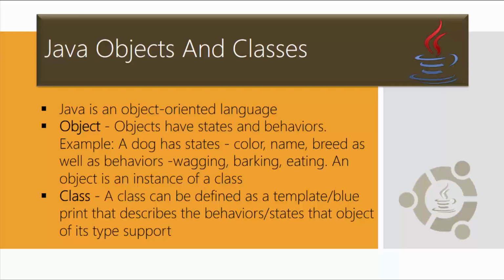Now, what is a class? A class can be defined as a template or a blueprint that describes the behaviors or states that an object of its type supports. So we know the difference between an object and a class, and everything in Java is object-oriented.